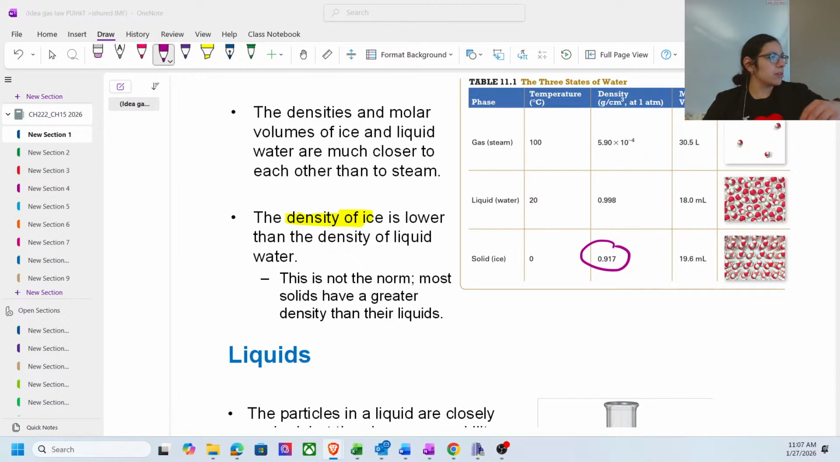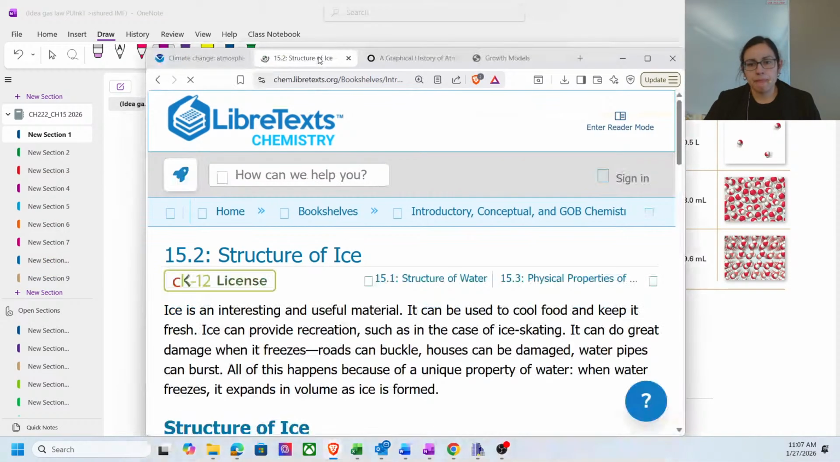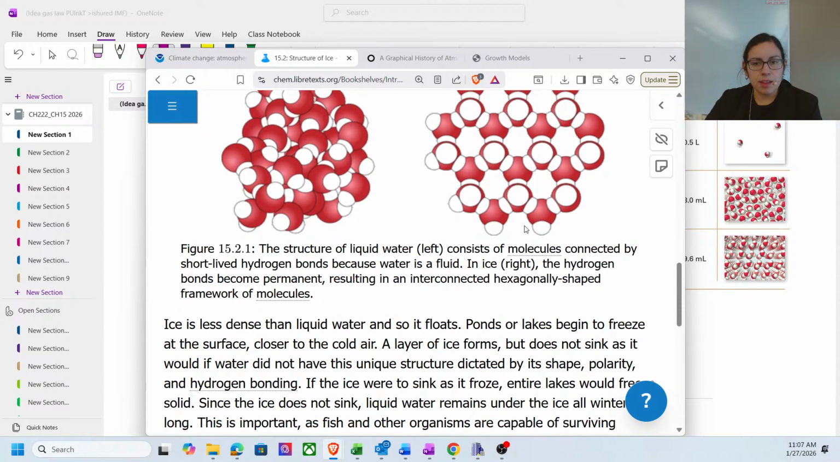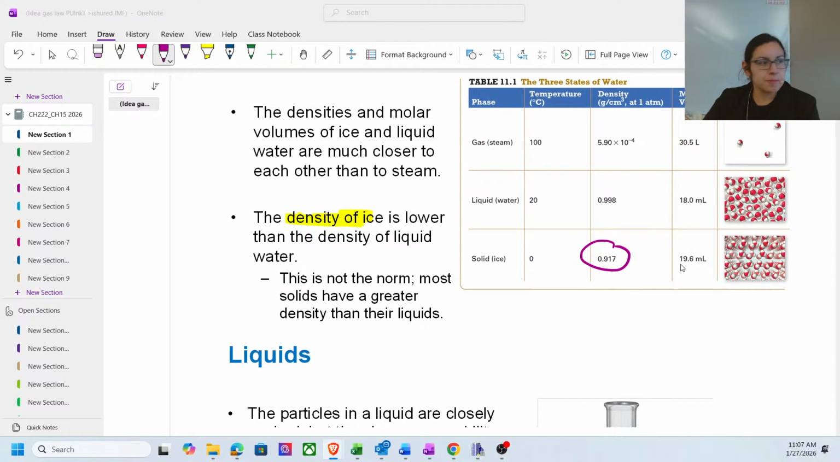And I didn't have a picture. Let's find it, just so we can see why it takes up more space. So ice packs in a certain way, and it makes an organized structure compared to the more amorphous liquid. That's why it takes up more space and is less dense. So that is unusual for ice.